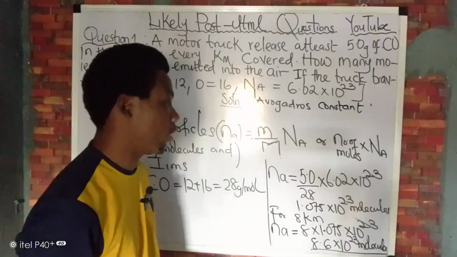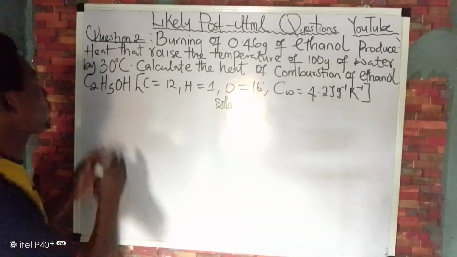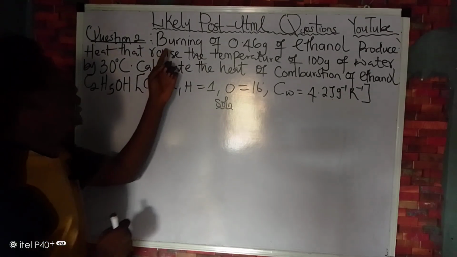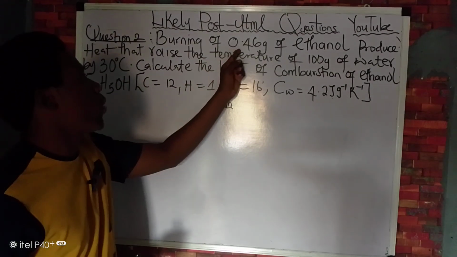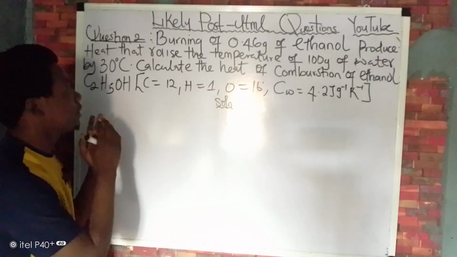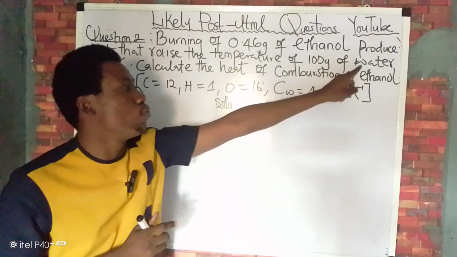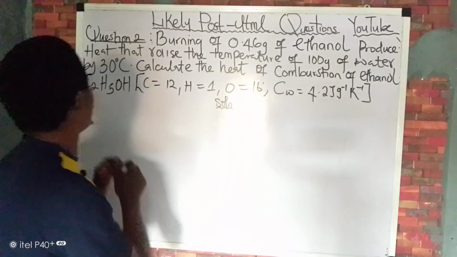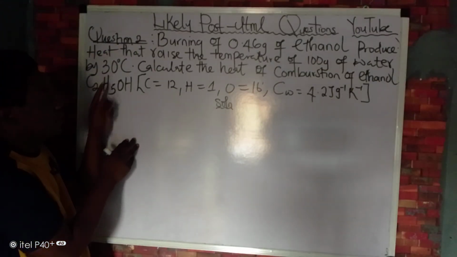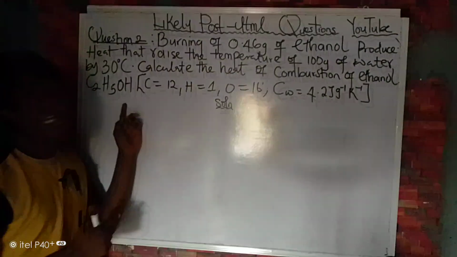Let's take 3 other questions before we call it. Now let's take question number 2. According to this question, burning of 0.46 grams of ethanol produces heat that raised the temperature of 100 grams of water by 30 degrees Celsius. Calculate the heat of combustion of ethanol.